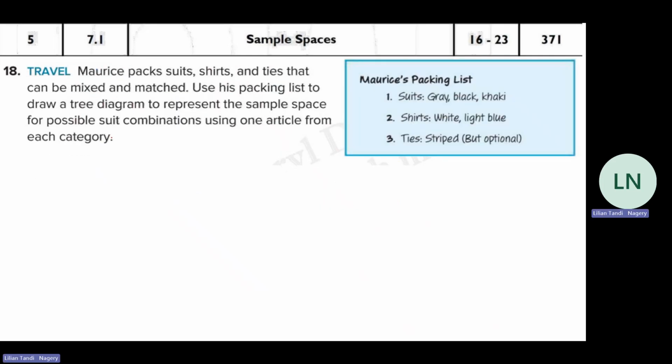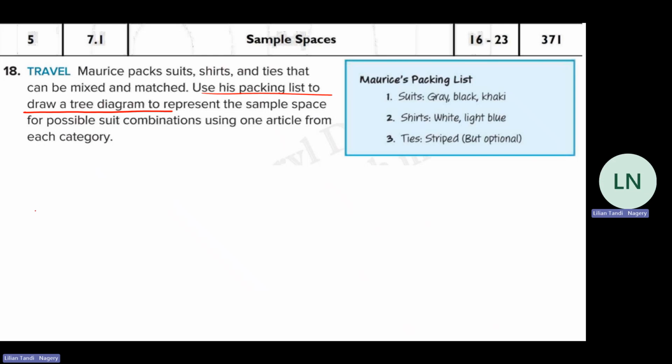Morris packs suits, shirts, and ties that can be mixed and matched. Use his packing list to draw a tree diagram. Now here you have to draw a tree diagram, okay, to represent the sample space for possible suit combinations.